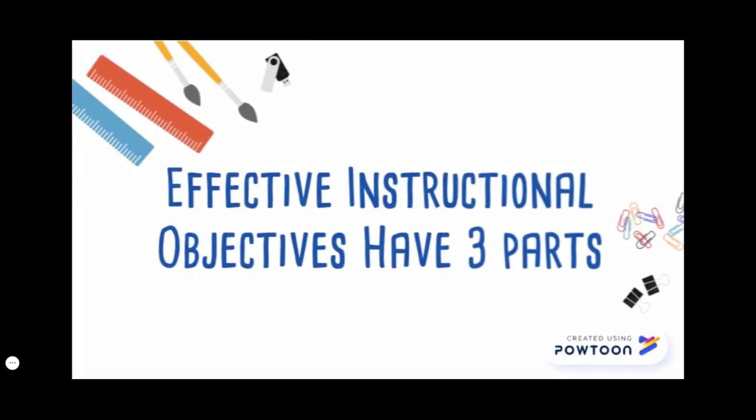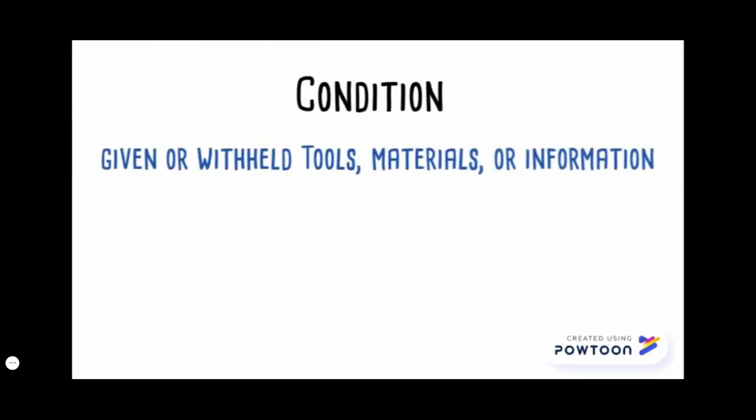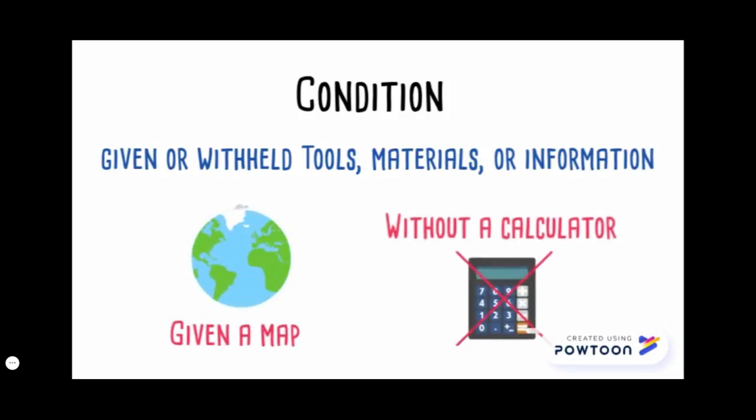Effective instructional objectives have three parts. The first part of an instructional objective is a condition. A condition is whatever tools, materials, or information is given or withheld from the learner. For example, given a map, or without a calculator.